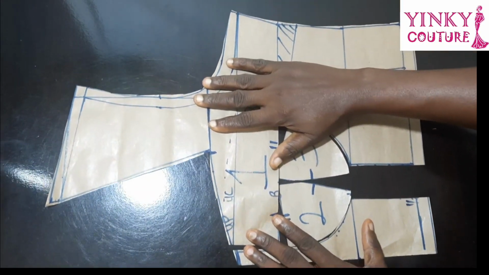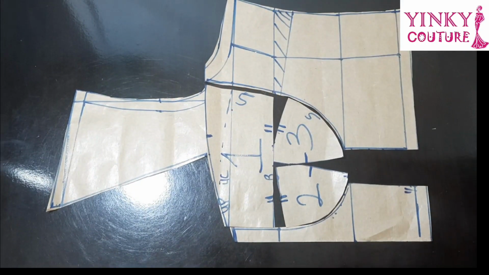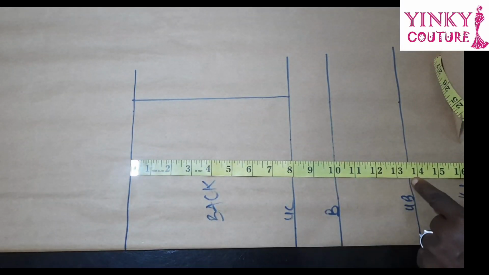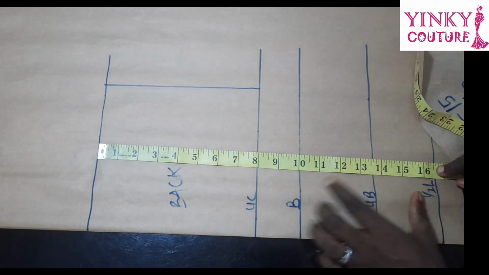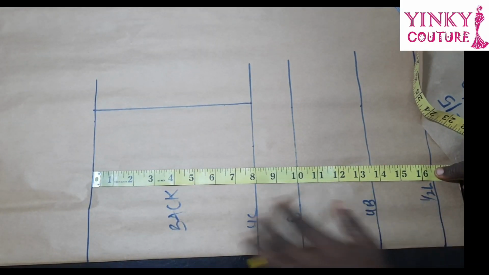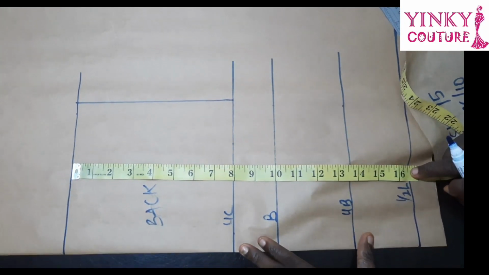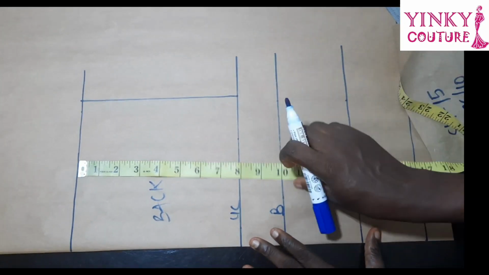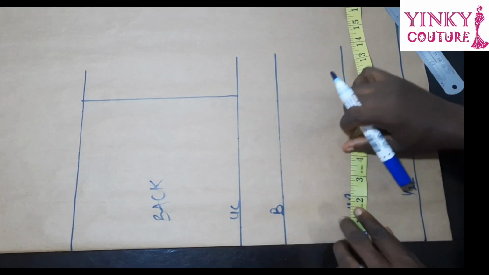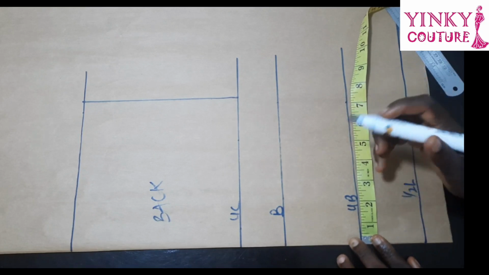After I have done that, I'm done with my front panel already, and this is my front panel. The next panel uses the same vertical measurements that we took at the front. Breast point 10, half length 16 and a half, under bust 13 and a half, and you come up from the bust by 8 inches. That's the same thing I did for the back. This is the back panel.